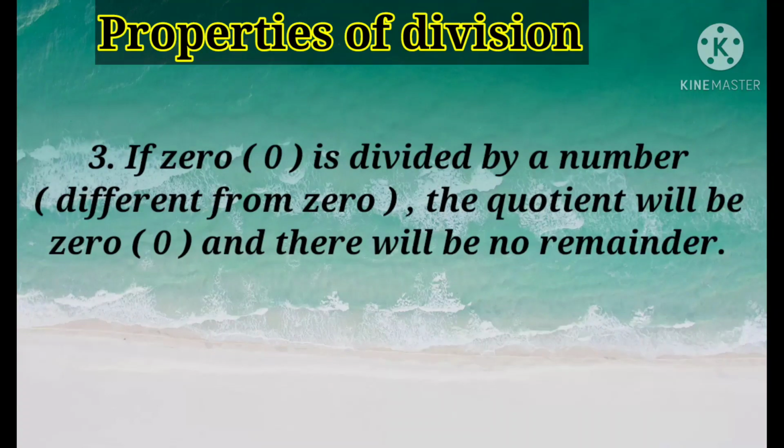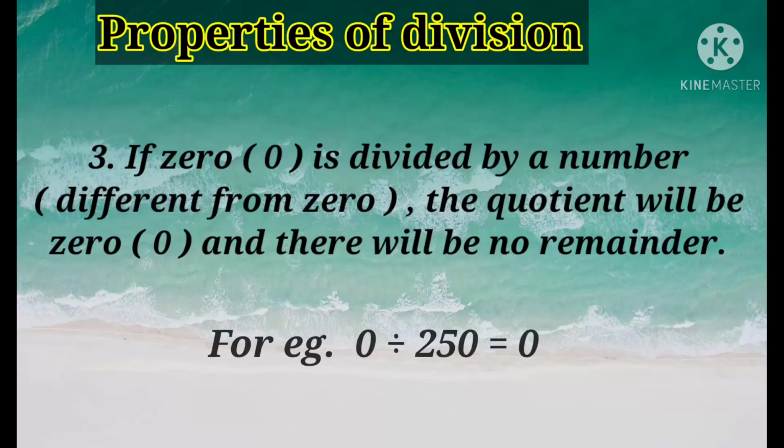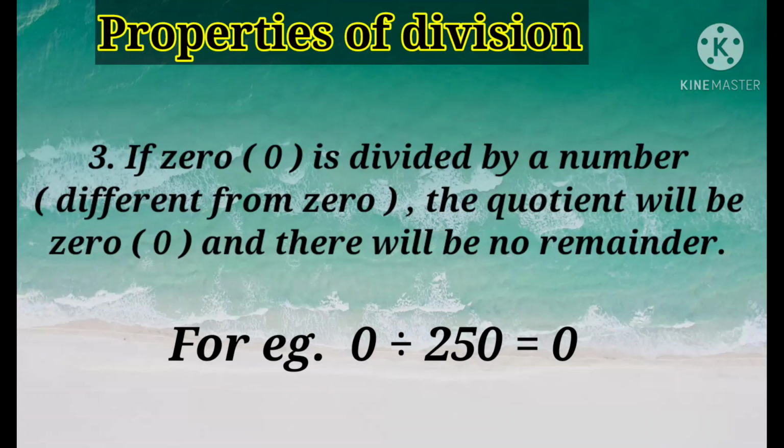And the last property is if 0 is divided by a number different from 0, the quotient will be 0 and there will be no remainder. For example, 0 divided by 250 is equal to 0.